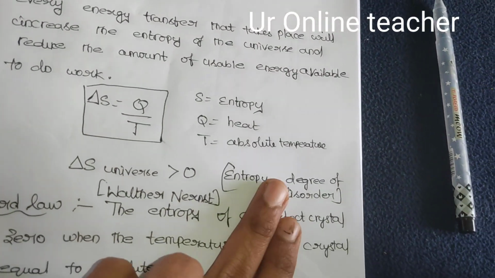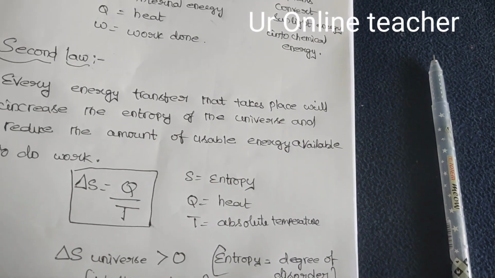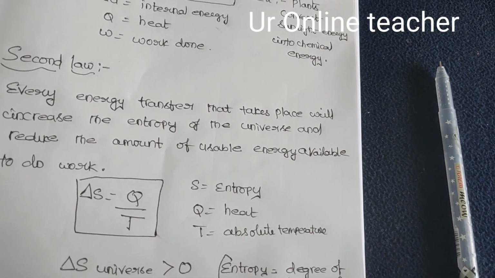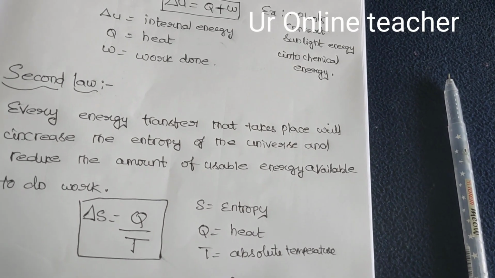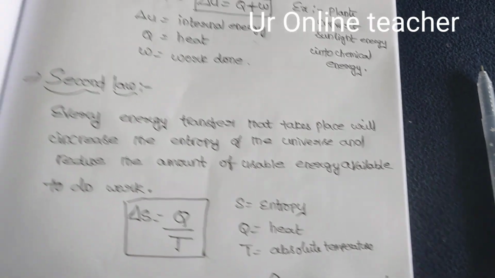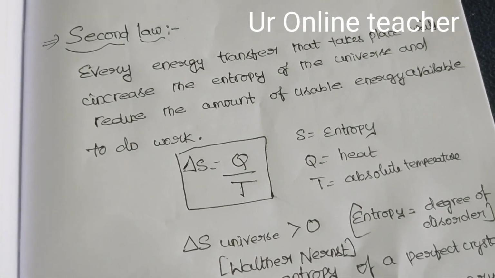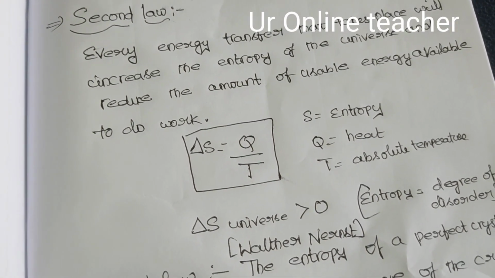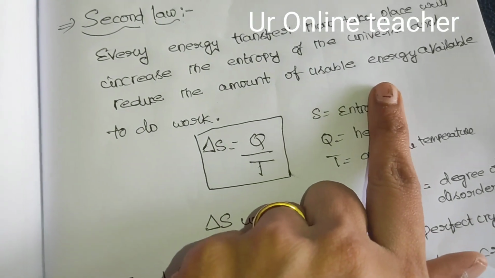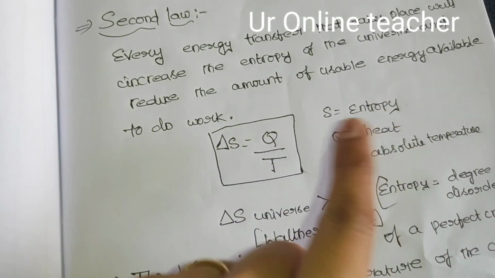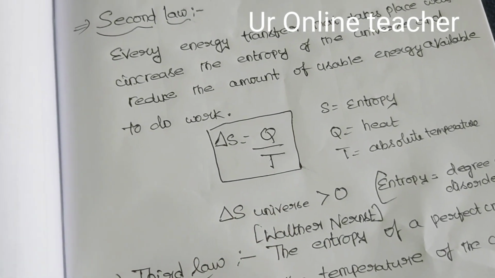What is entropy? Entropy is nothing but a degree of disorder. So whenever energy is transferred, the disorder in the system will increase. In the universe, the entropy will increase and the amount of usable energy will be reduced. That means so much energy is wasted.